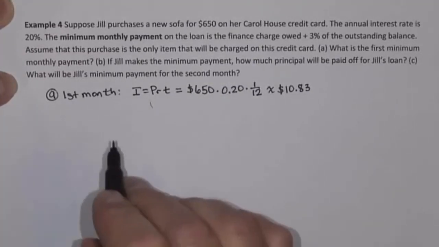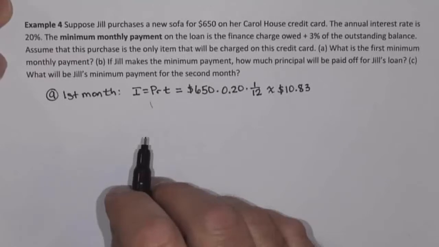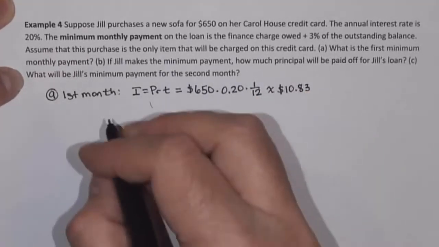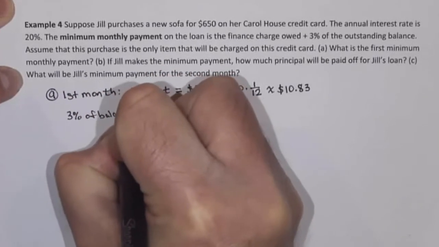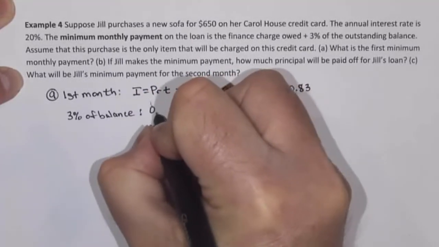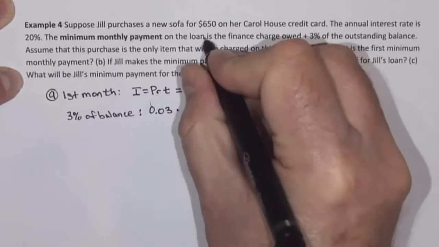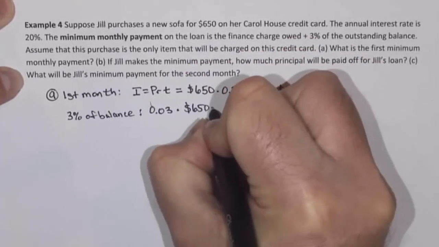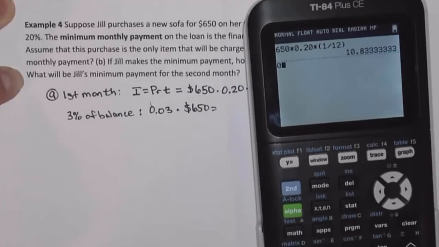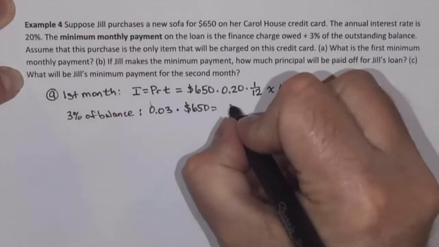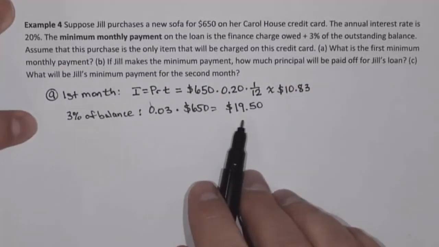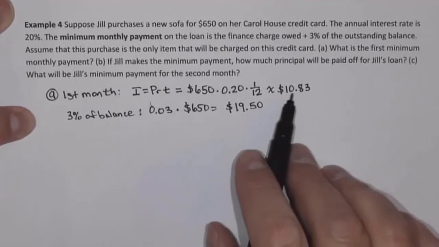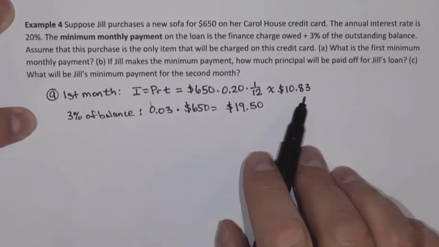$10.83 in interest. Now, in addition to that, she'll have to pay 3% of the balance. So she's going to have to pay 3% of the balance. And so in this case, 3%, that's going to be 0.03 times the balance was $650. And so 0.03 times 650 is $19.50. So she has to pay $19.50 towards the balance and then $10.83 in interest.